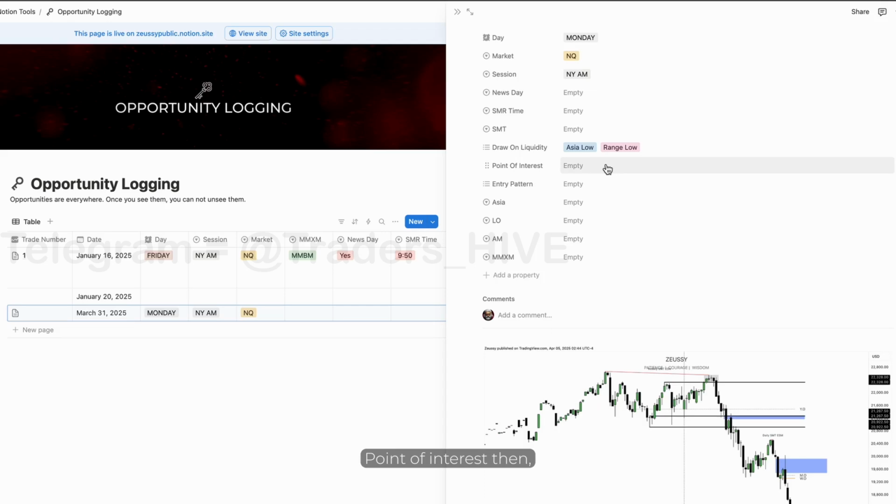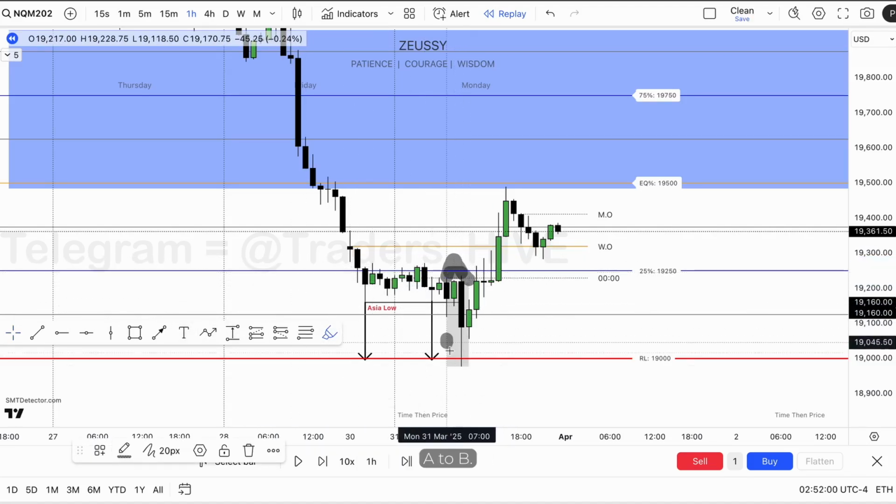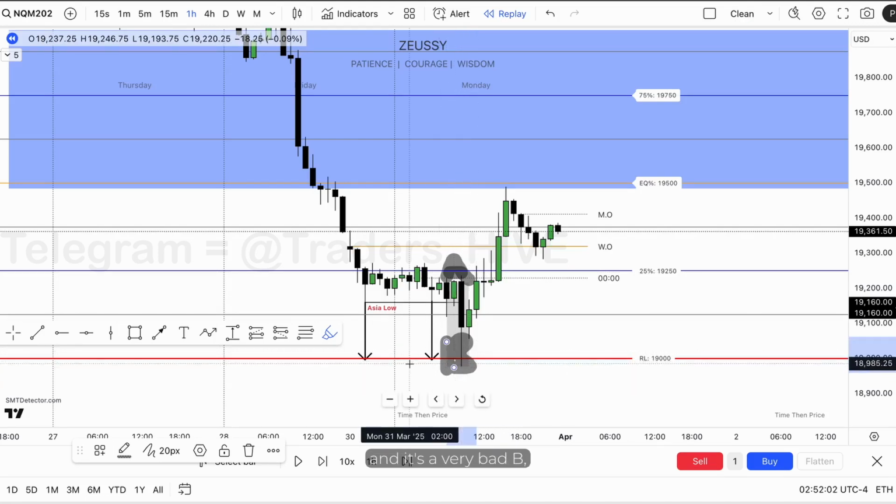Point of interest then, well, the point of interest when we pay attention to this delivery right here is what? Do you see this 19,250 price level? Do you see 25% of this range? Do you see how the market opened up, went higher, and then eventually formed the high of London around that area? That right there shows you that this is the A to B which is taking place. A to B. That's a very bad A and a very bad B, but I'm using the wrong drawing tool for this. But that's the A to B.